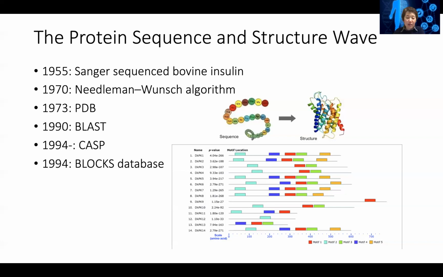And so a lot of times when people are trying to predict protein structure, they first try to locate these domains, and based on this, they can predict the structures better. So around the same time as the CASP competition, the Blocks database was established, which identifies these protein domains, which are very important for predicting protein function.